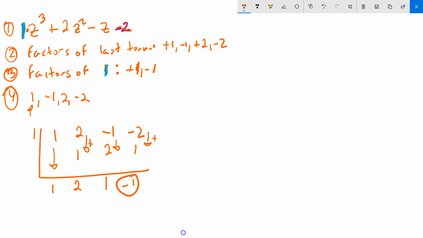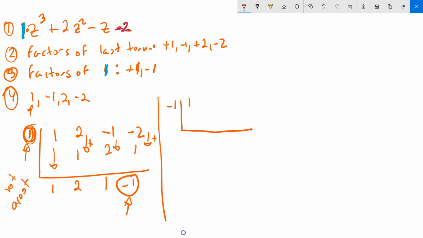So when the remainder is not 0, that tells you that 1, right here in this position, this 1, that's not a root. Because the remainder right here in the last position in the circle is not 0. So then you try with negative 1. Negative 1, then you have here the following: 1, 2, 2.